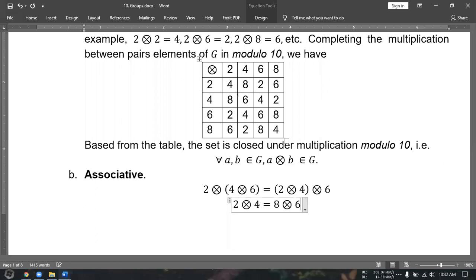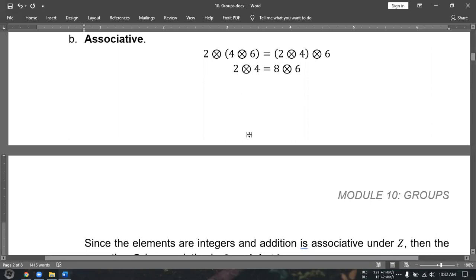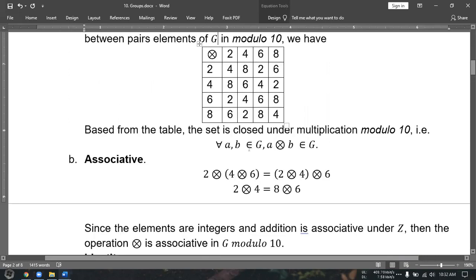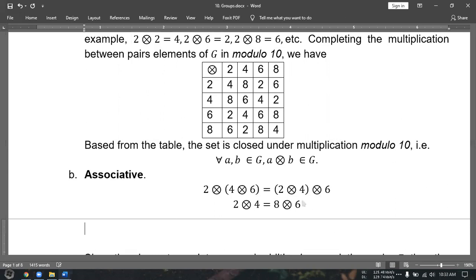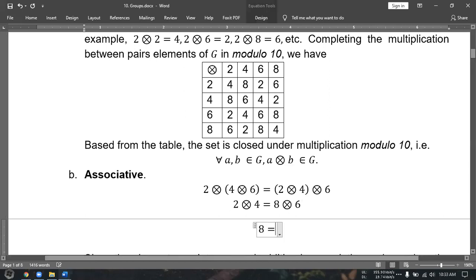And this should be equivalent. What is 2 times 4? 8, sir. We have 8. What is 8 times 6? 8 times 6 is 8 as well. Okay, therefore, since the left and the right side of the equation are equivalent, then the set is commutative under multiplication modulo 10.